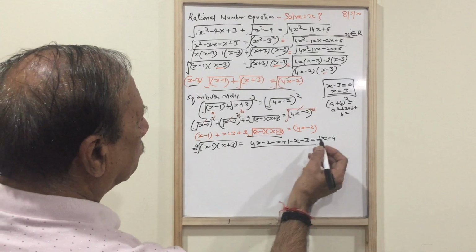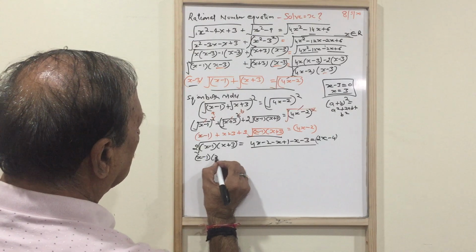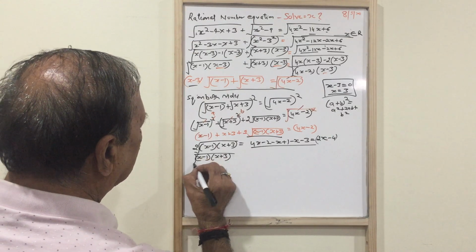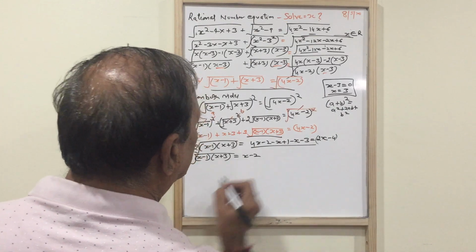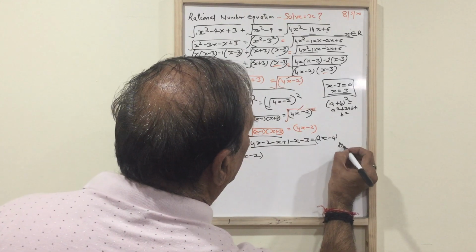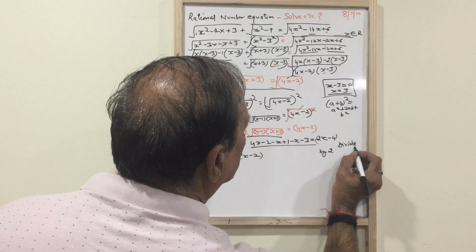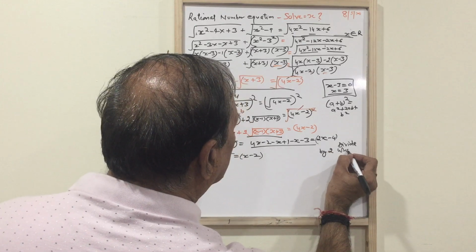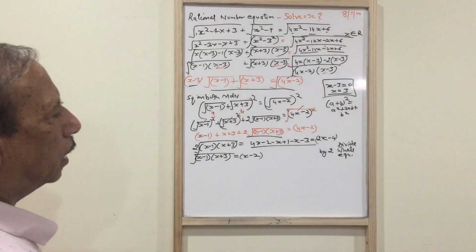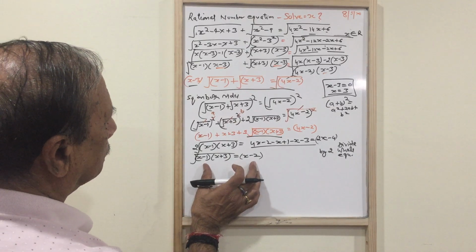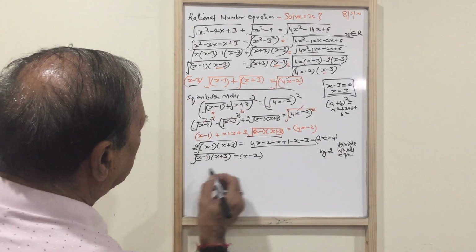Now we can divide the whole equation by 2, so it will become like this: root of (x minus 1)(x plus 3) is equal to, if we divide by 2, x minus 2. Divide the whole equation by 2. So this is the result. Now next step. In order to solve this square root, we have to square again on both sides. So we will square on both sides.